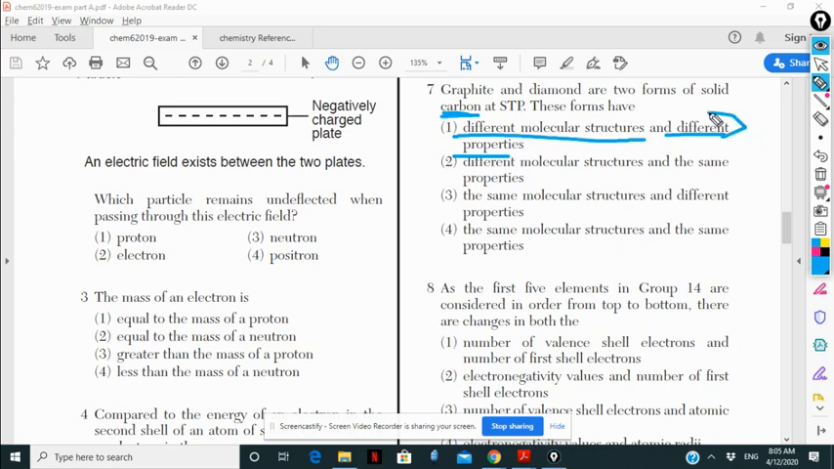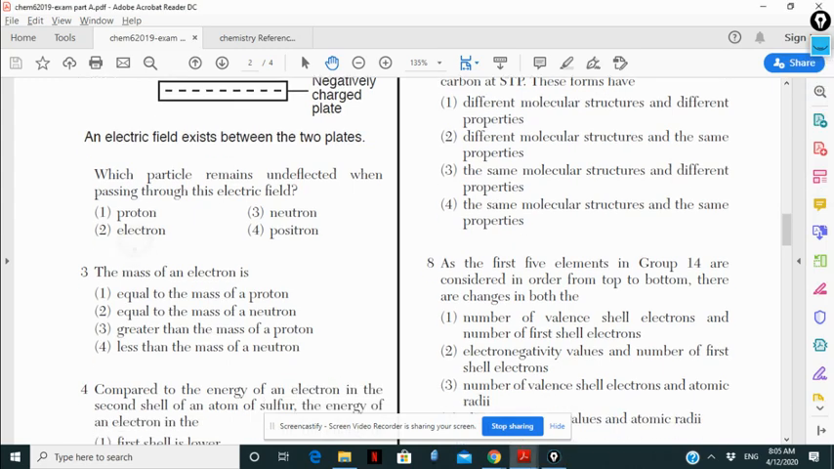Yes, because I said before they are going to differ in physical properties. So they have some different properties, but chemically they are the same. So one counts. Different molecular structure and same properties, that's incorrect because they still differ in the physical properties. Same, they are in the same molecular. So the only answer that is applicable is number 1.